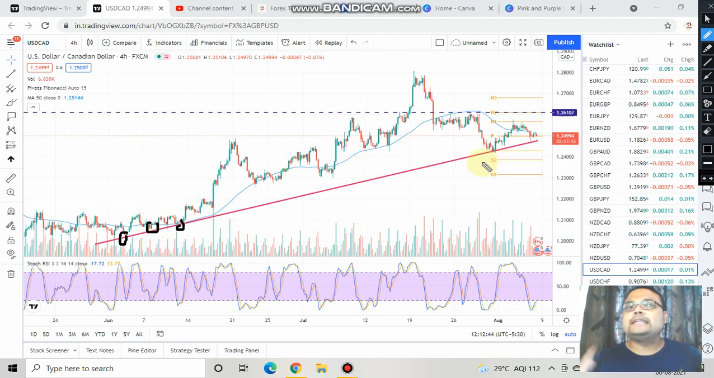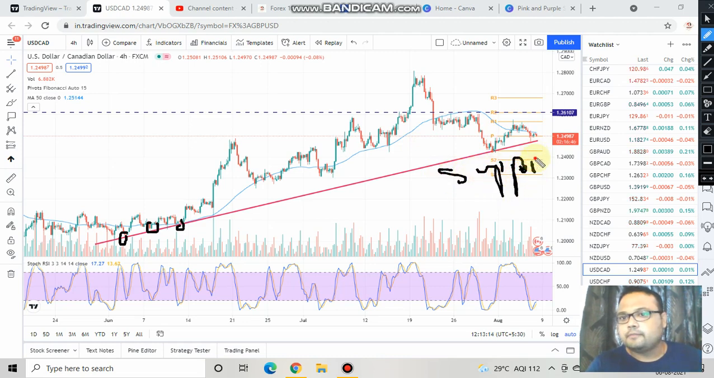I'm not saying that this is an extreme level of support, a very crucial support, not a big one, but still this trend line is acting as a support to the market, and somewhat it is successful also. In case there is a sharp fall in the market, we can hope that the market will respect this trend line as a support. So this is the dynamic support for the market.